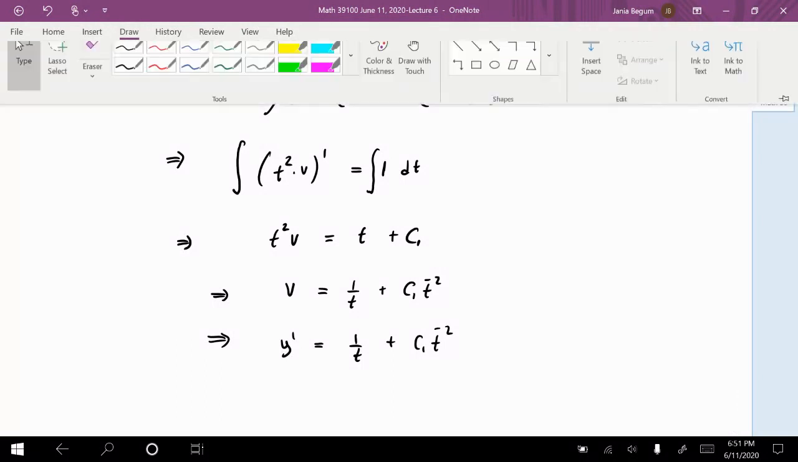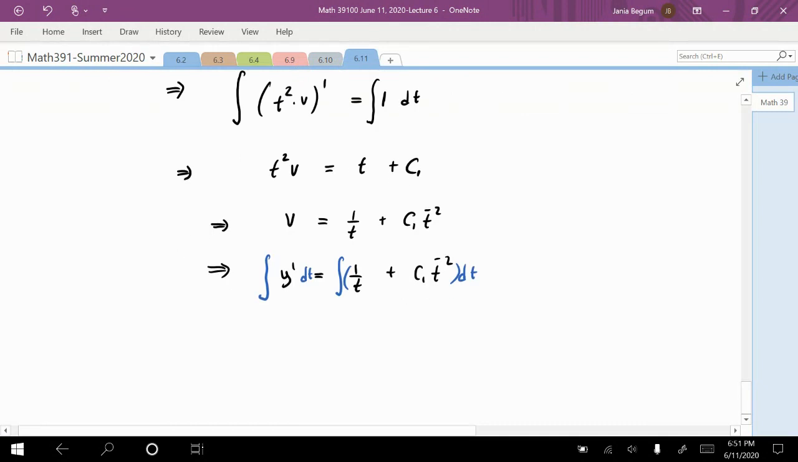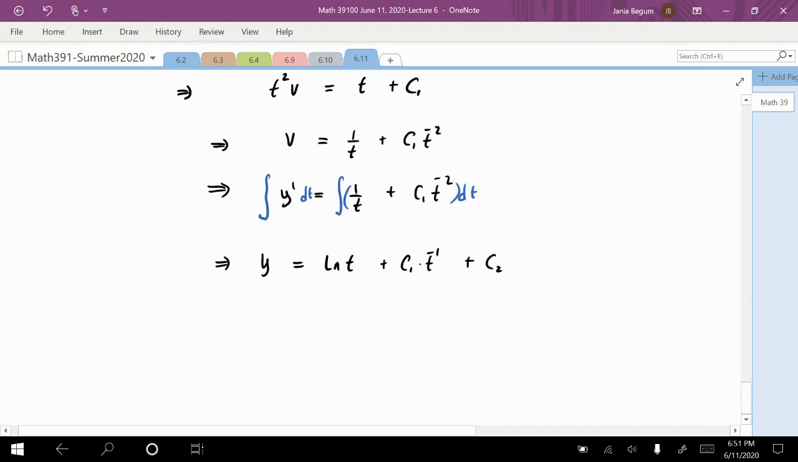Integrate both sides. Yep, absolutely. So we integrate both sides with respect to t. That will give us the solution where y is equal to the integral of 1 over t, that's ln of t, and then the integral of c1 t to the negative 2, that will just be another constant c1, so I can just say plus c1 times t to the negative 1, plus another constant c2. That's the integration constant. So that will be our solution to this.